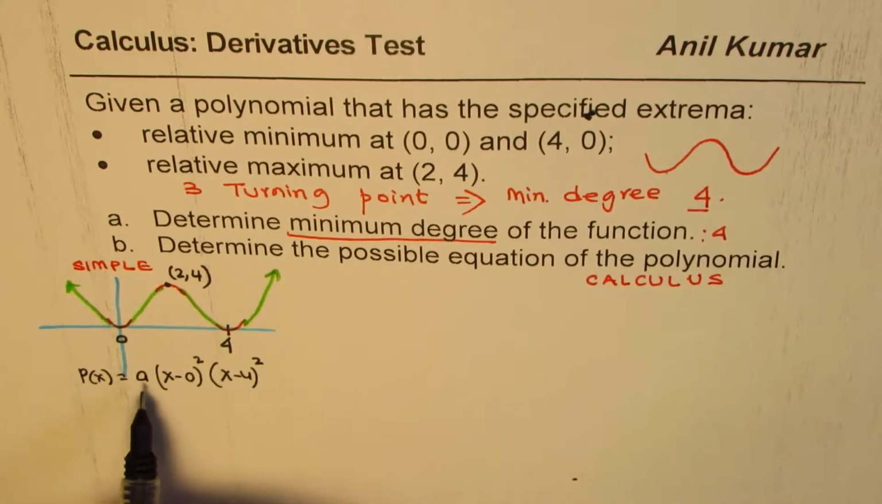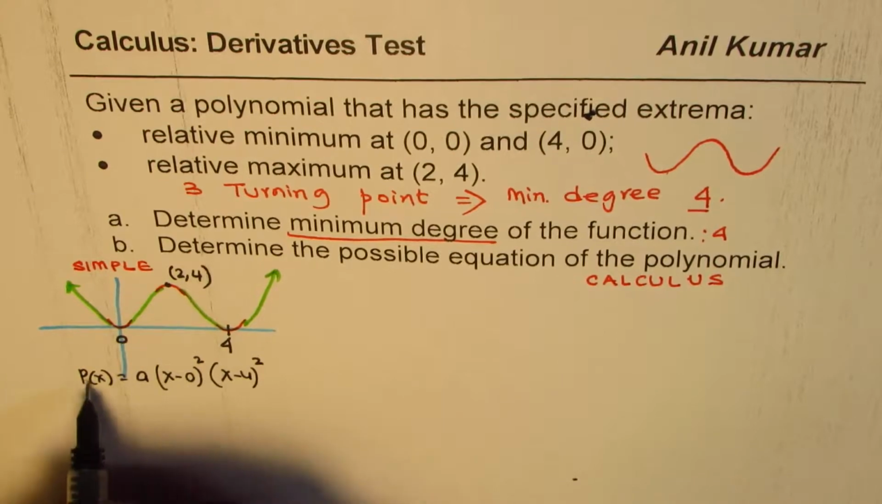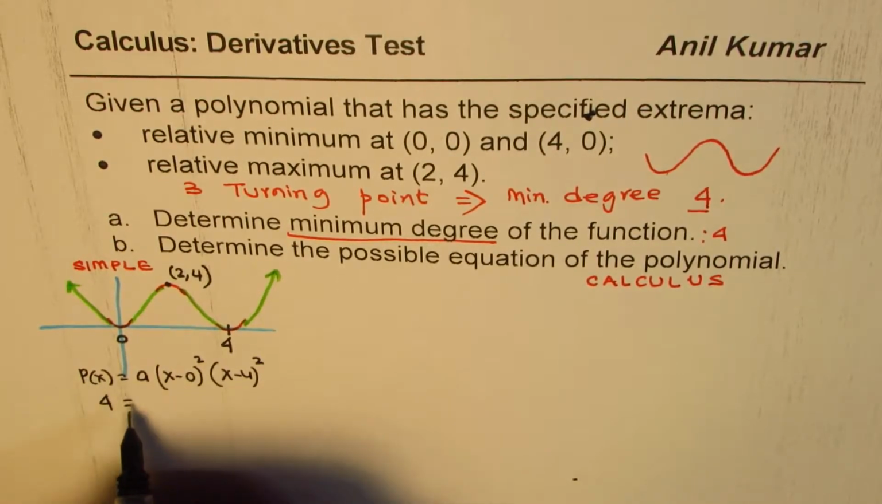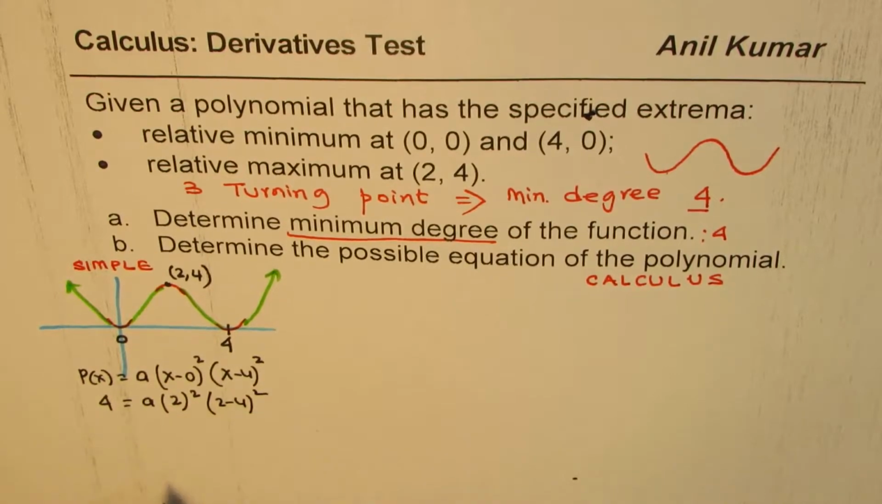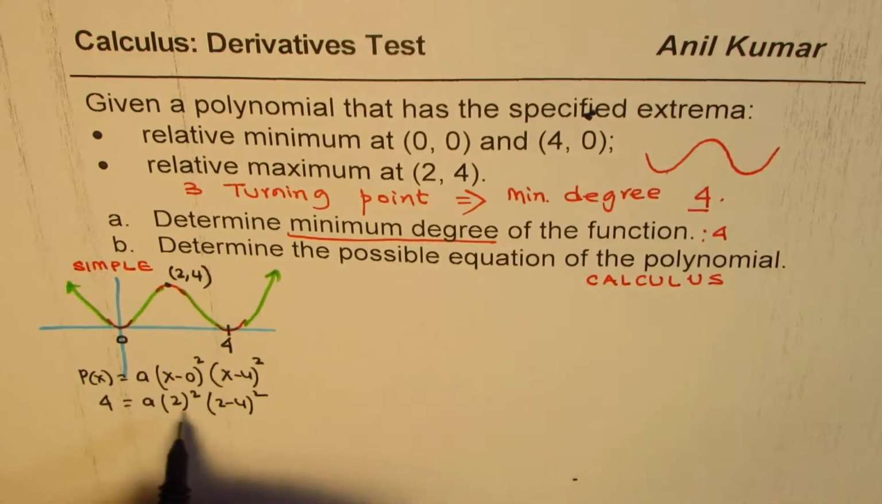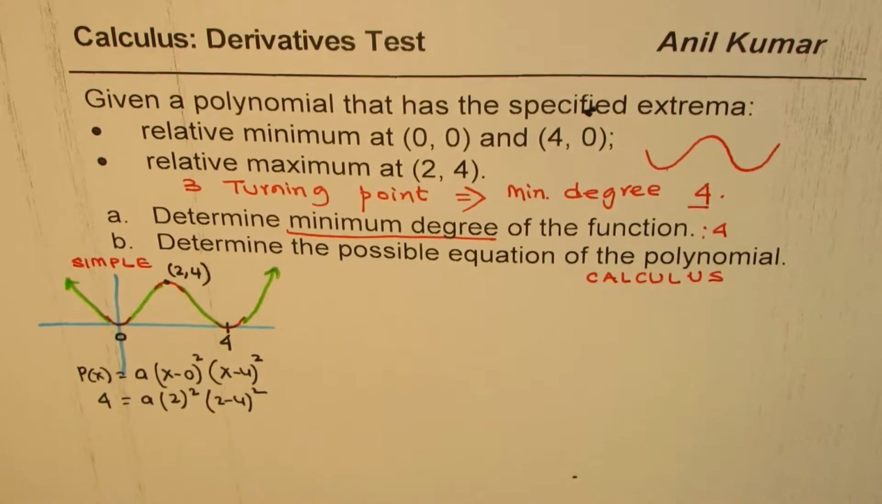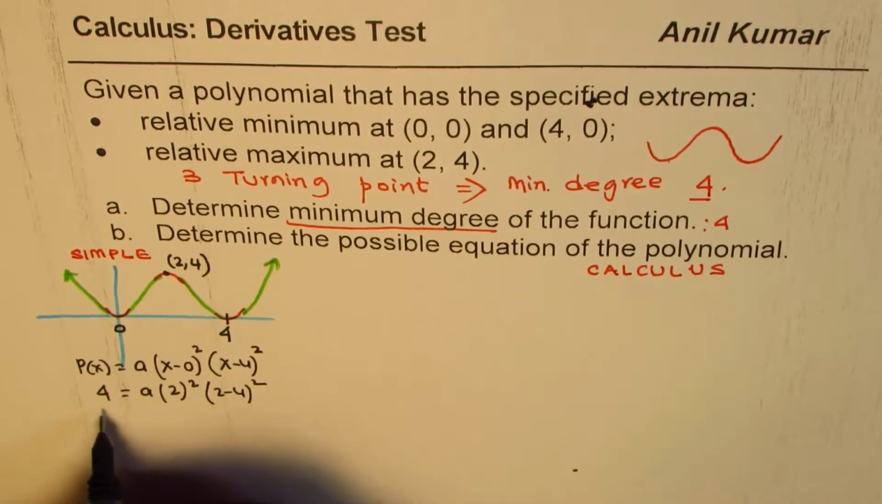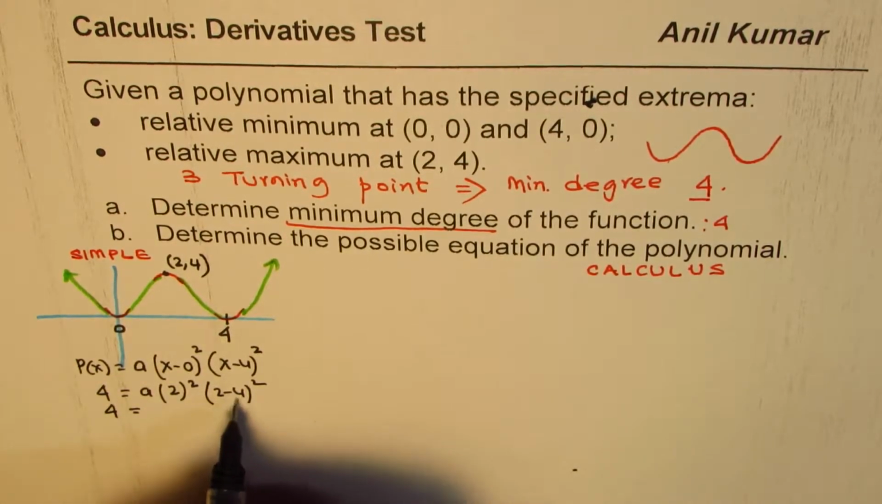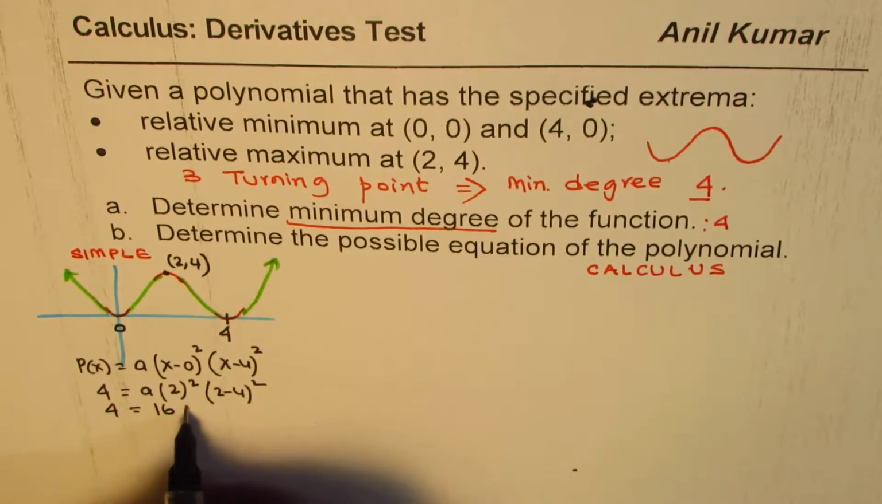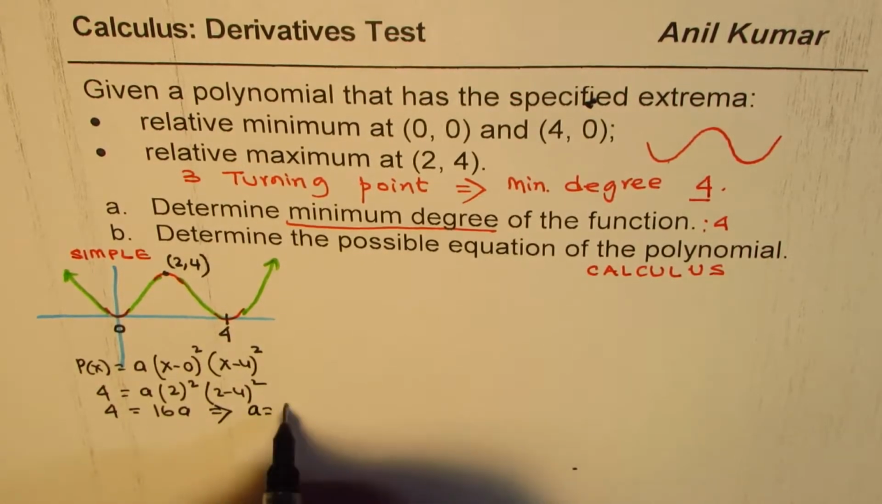To find the value of a, we'll substitute 2 for x, 4 for y, p(x). So we get 2 for x, so it is 2 squared times (2 - 4) squared, right? So that gives you the value of a. 2 squared is 4, (2 - 4) is -2 squared, and that means, okay, so I'm running out of space. Let me just push this a bit more. So what we get here is that 4 equals 4 times, and (-2) squared is also 4, right? So 16a, and that gives me a equals 1 over 4.